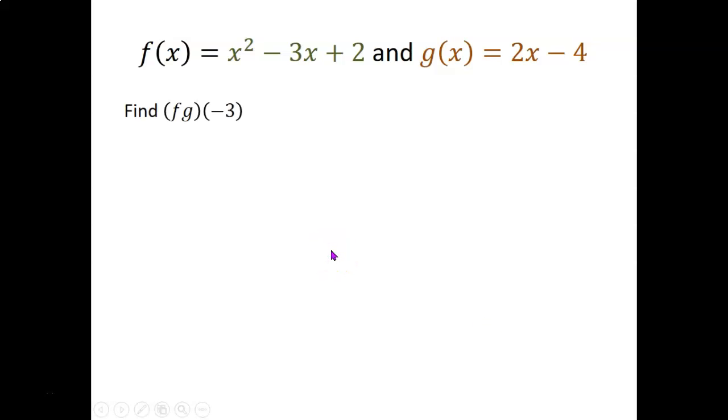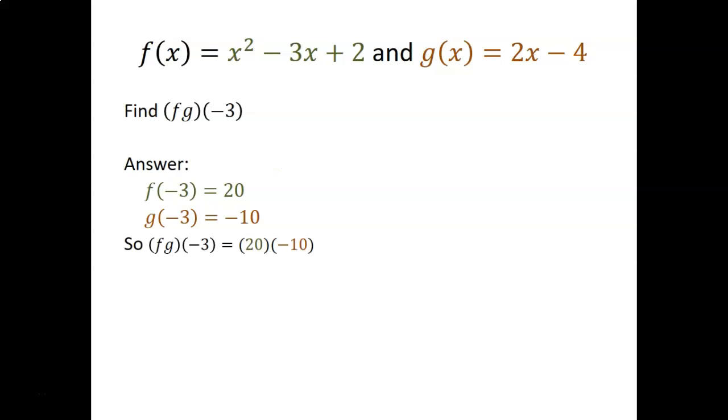What's f times g of negative 3? Well, we already found that f of negative 3 is 20, and g of negative 3 is negative 10. So all we have to do is multiply those two numbers together, 20 times negative 10, and we get negative 200. So f times g of negative 3 is f of negative 3 times g of negative 3.